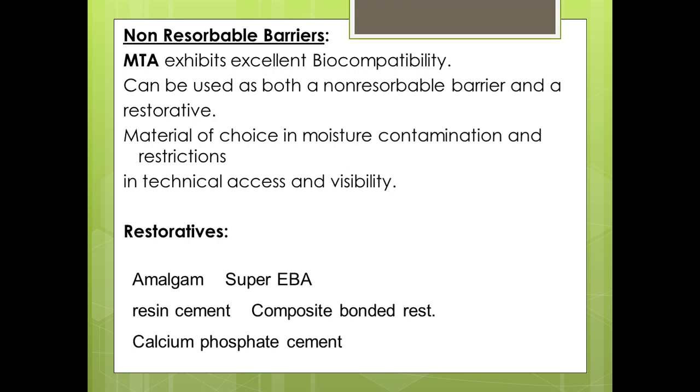And the other materials like amalgam, super EBA, resin cements, composite bonded restorations, and calcium phosphate cements can also be used. And mainly the hydroxyapatite particles are deposited into the perforation and condensed with the pluggers, because this stops bleeding. So this is the most biocompatible technique for the repair of the perforation defect. And also GIC we can place directly on top of the hydroxyapatite particles.